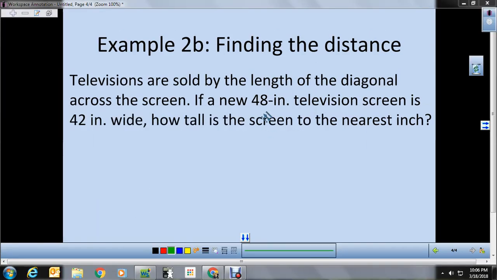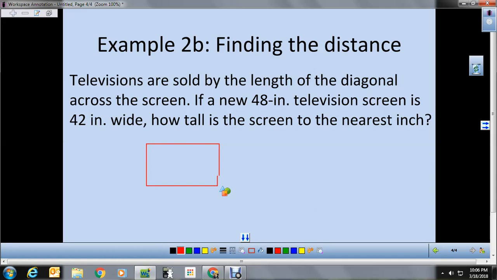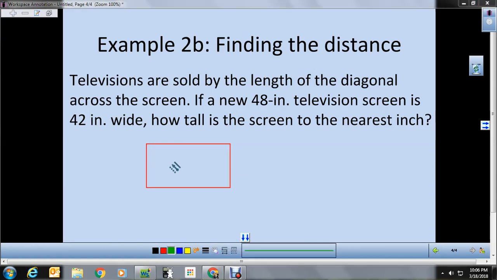So, television. It's going to be sold by the length of the diagonal across the screen. So if a 48-inch television screen is 42 inches wide, how tall is the screen to the nearest inch? So let's begin by making our rectangle. We have a rectangular shaped television, and the diagonal here is the distance across our rectangle. Now, it's a 48-inch TV, which means the diagonal is 48 inches. It is 42 inches wide. We want to know how tall is the screen. So there's our x, there's our variable, x number of inches.